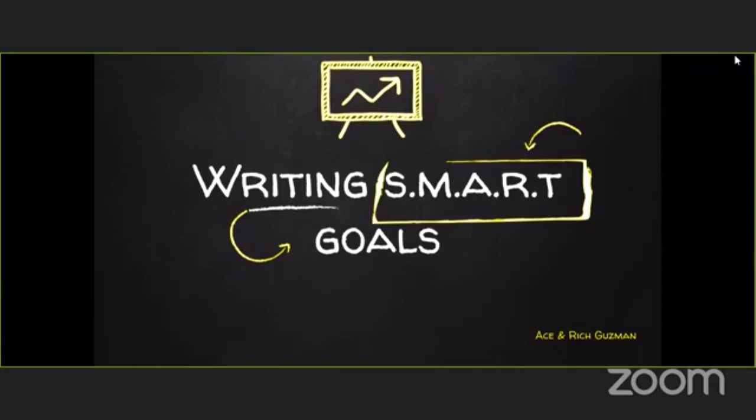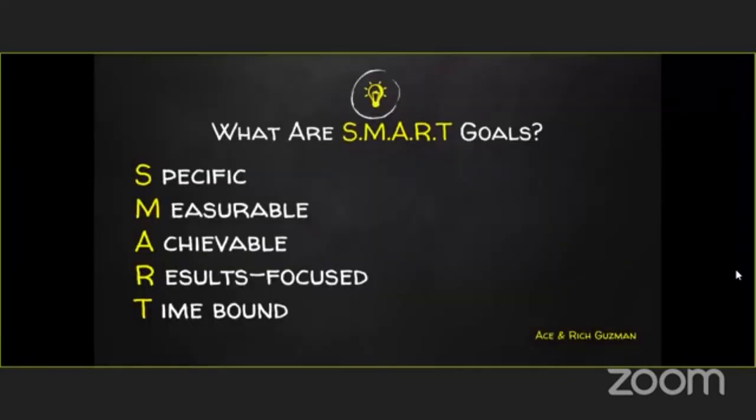So what we're going to talk about is writing SMART goals. And we're going to discuss what the abbreviation SMART is, what it means to you. Okay. Now, what we're going to talk about is these specific goals. Now, these specific goals are going to be broken down like this. SMART is abbreviated for specific, measurable, achievable, results focused, time-bound goals. Write that down or take a screenshot if you want to, okay?